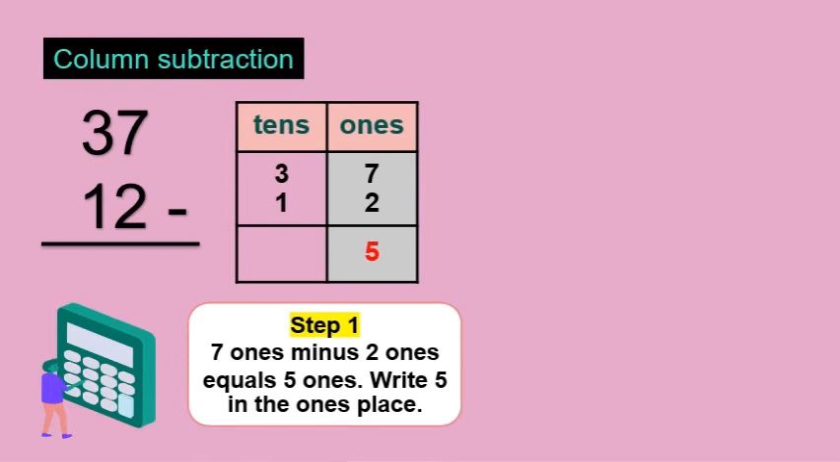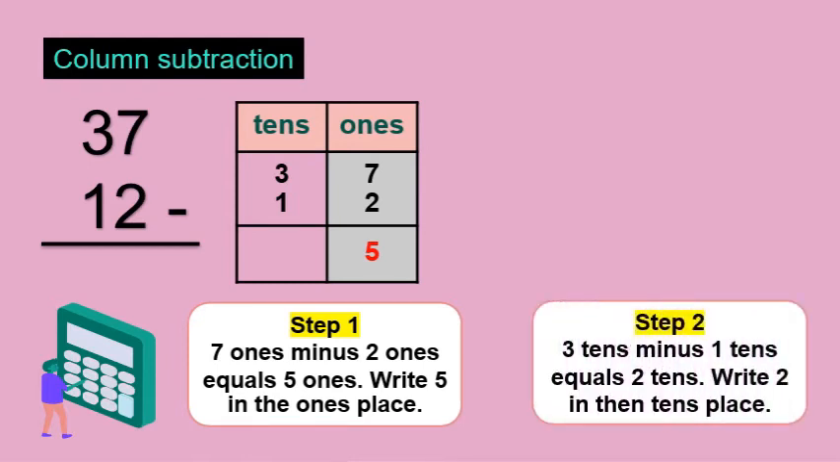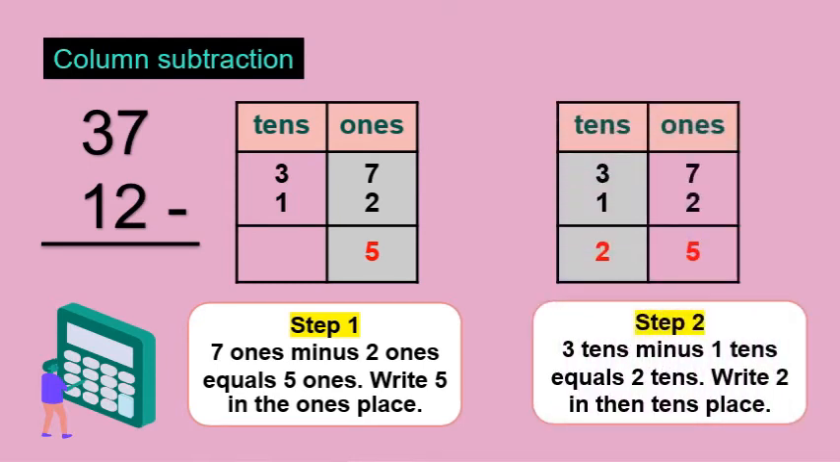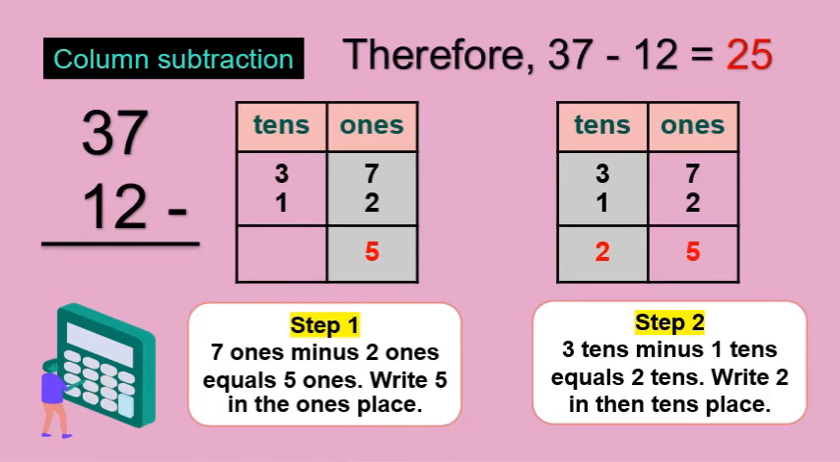Step number 2. Let's do the tens place. 3 tenths minus 1 tenth equals 2 tenths. Write 2 in the tens place. Therefore, 37 minus 12 is equal to 25.